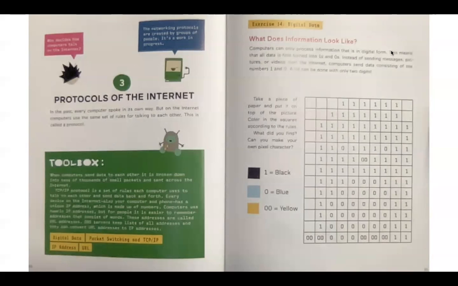Take a piece of paper and put it on top of the picture. Color in the squares according to the rules. What did you find? Can you make your own pixel character?